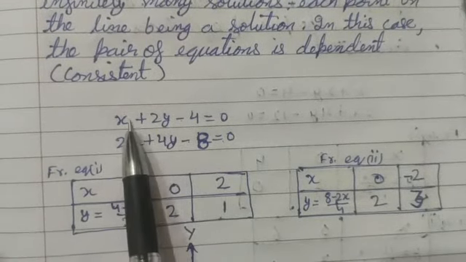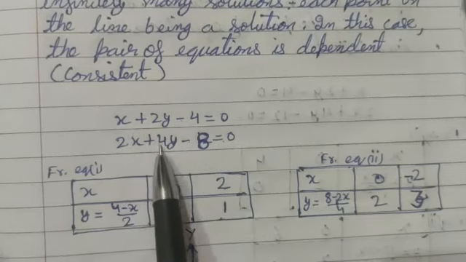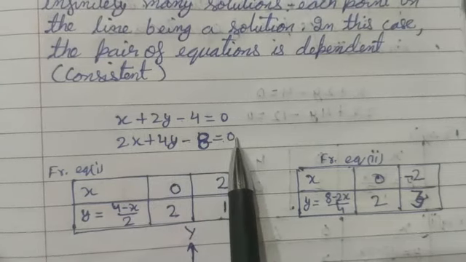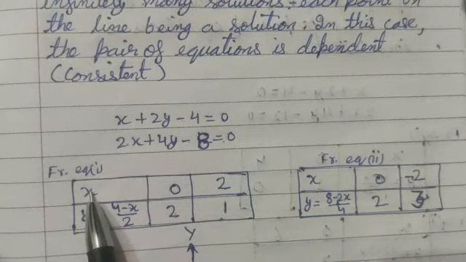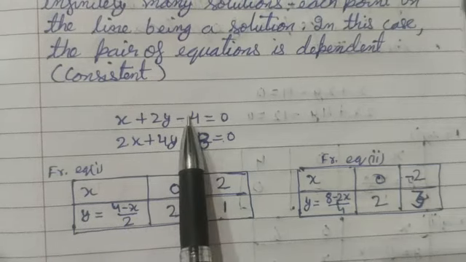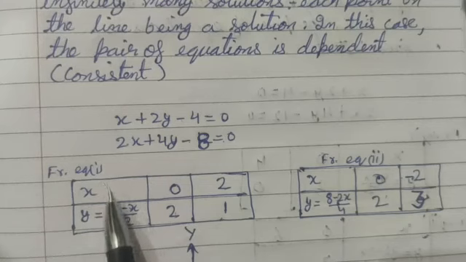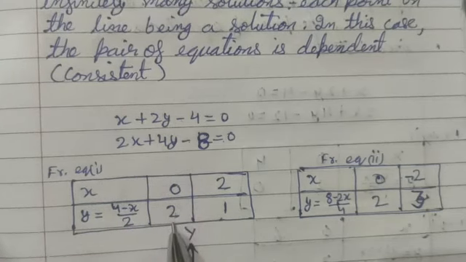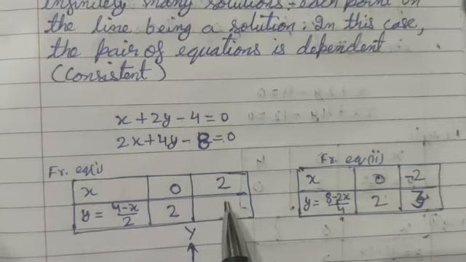Now first equation is x plus 2y minus 4 equal to 0, and second one is 2x plus 4y minus 8 equal to 0. Now for equation first, value of y will be 4 minus x upon 2. After solving the first, we will get y as 4 minus x by 2. Now at x equal to 0, we are getting y as 2, and at x equal to 2, we are getting y as 1.